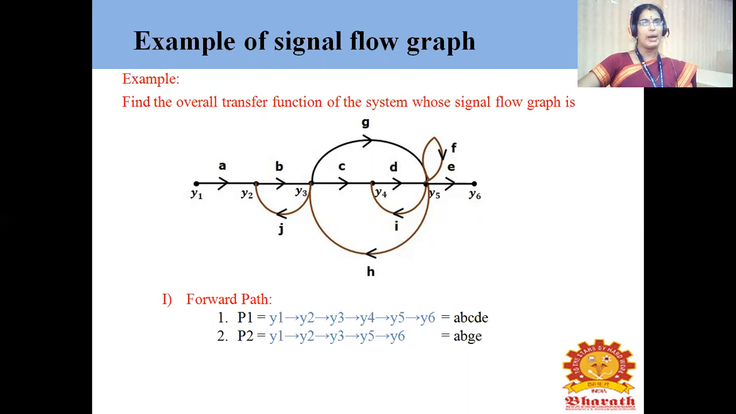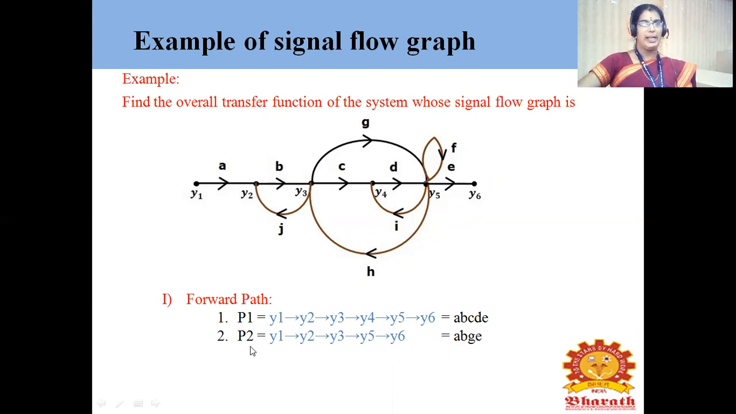So now Pi is nothing but the number of forward path representation. In this diagram, the signal starting from input node to output node is the forward path. So here we have Y1, Y2, Y3, Y4, Y5 and Y6. These are the nodes representing the forward path. That is, the signal is transferring from input node Y1 to output node Y6 without crossing any node more than once. So that is being considered as P1. P1 is Y1, Y2, Y3, Y4, Y5 and Y6. So what are the gains there? That is nothing but the product of all the variables given in the path. So here A into B into C into D into E is the first forward path.